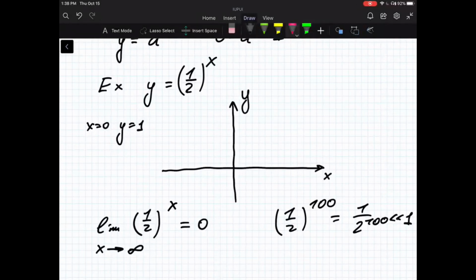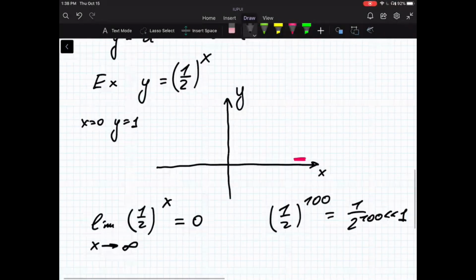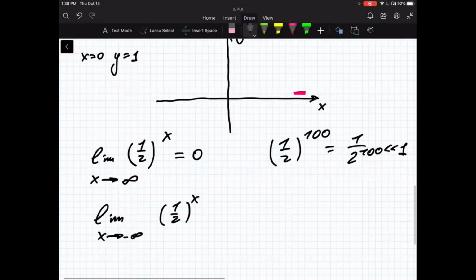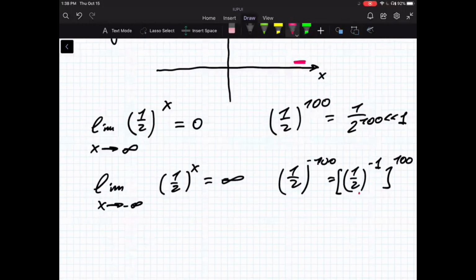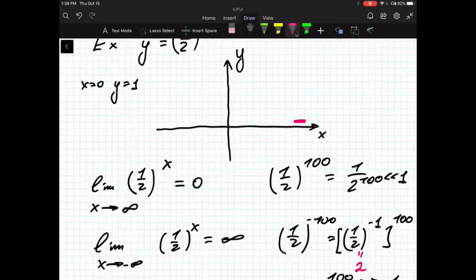It means that now at plus infinity your function is close to 0, while the limit when x goes to minus infinity now becomes plus infinity, because what is 1/2 to the power minus 100? Using the property of powers, it's (1/2 to the power minus 1) to the power 100. But 1/2 to the power minus 1 is just 2, and so you get 2 to the power 100. And of course, this is a very large number. And so at minus infinity it becomes very large, so it's plus infinity.